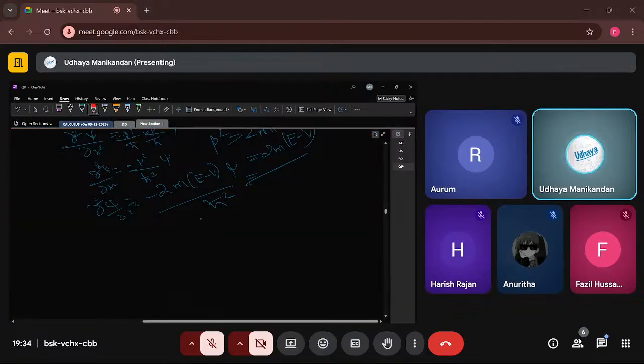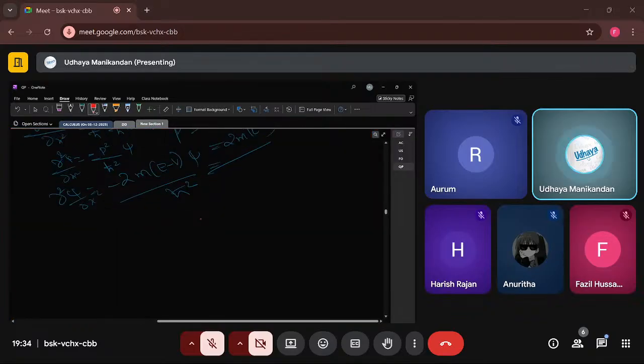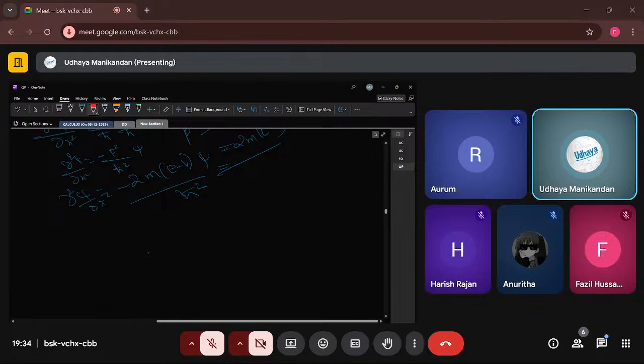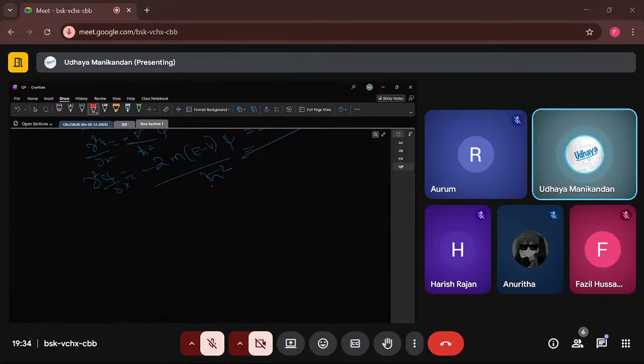So we got this expression: ∂²ψ/∂x² is equal to minus 2m into (E minus V)ψ by ħ². Let's take this to that side. What are we interested in? We are only interested in keeping the energy expressions. So we will take this constant to that side, multiplying in the reverse order. So it will be minus ħ² by 2m into ∂²ψ/∂x² is equal to Eψ minus Vψ. We just take Vψ to that side. We are only deducing Eψ.